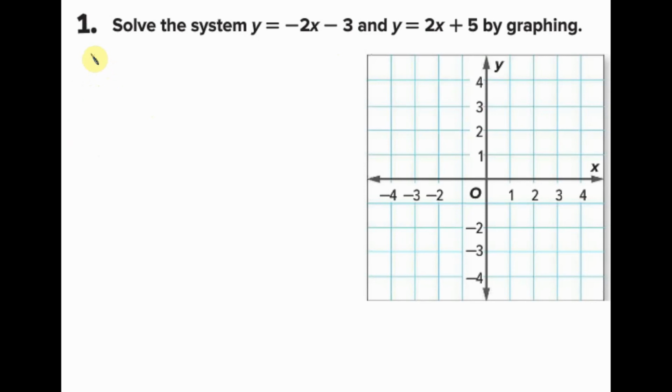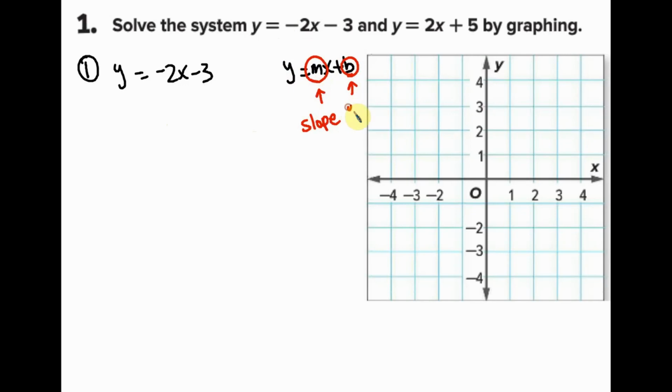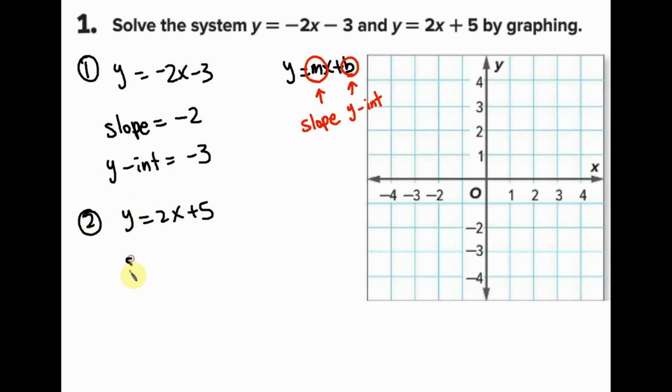The first step in here will be graphing y is equal to negative 2x minus 3 first. From the last lesson, this is following y is equal to mx plus b form, where m is representing the slope and b is representing the y-intercept. In here, that tells me the slope is equal to negative 2. My y-intercept in here is equal to negative 3. The second equation, y is equal to 2x plus 5. In this case, your slope is equal to 2, where your y-intercept is equal to negative 3.